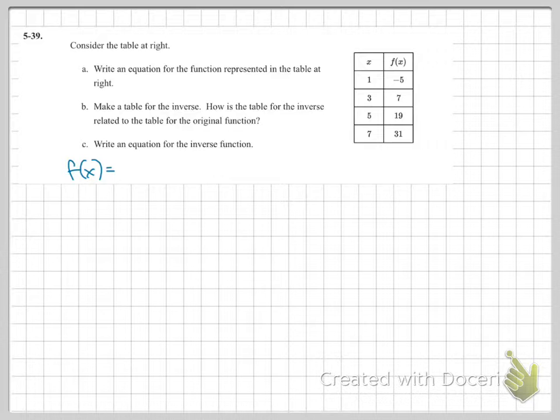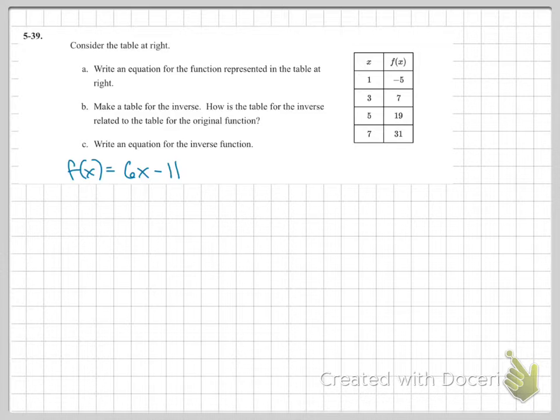Okay, let's look at the 7. 7 times 5 minus 4 would work, but 5 times 7, nope. How about 5, I'm at the 5 now, times 6 is 30, minus 11 is 19. 7 times 6 is 42, minus 11 is 31. Yeah, so 6x minus 11.